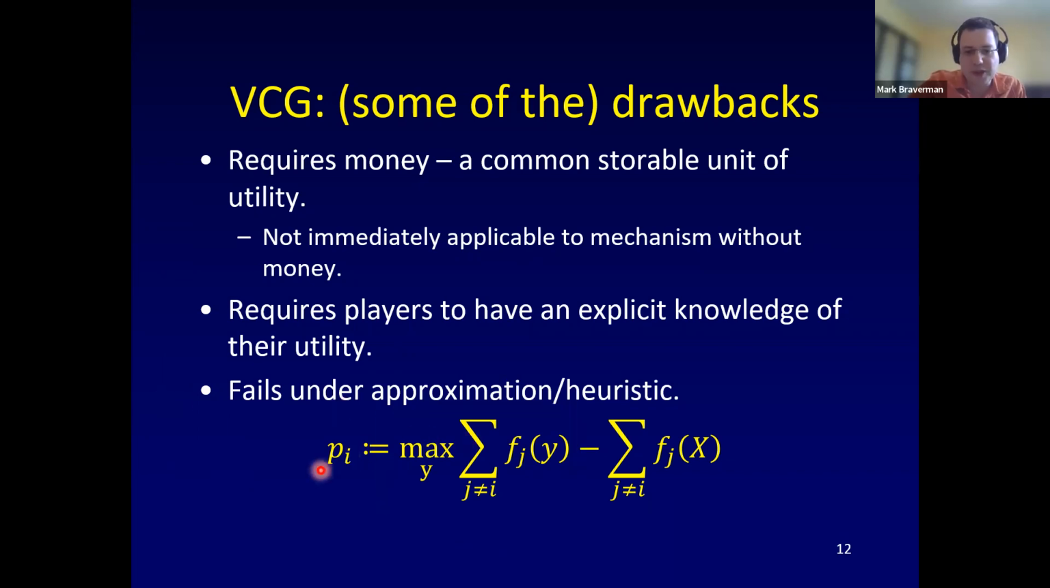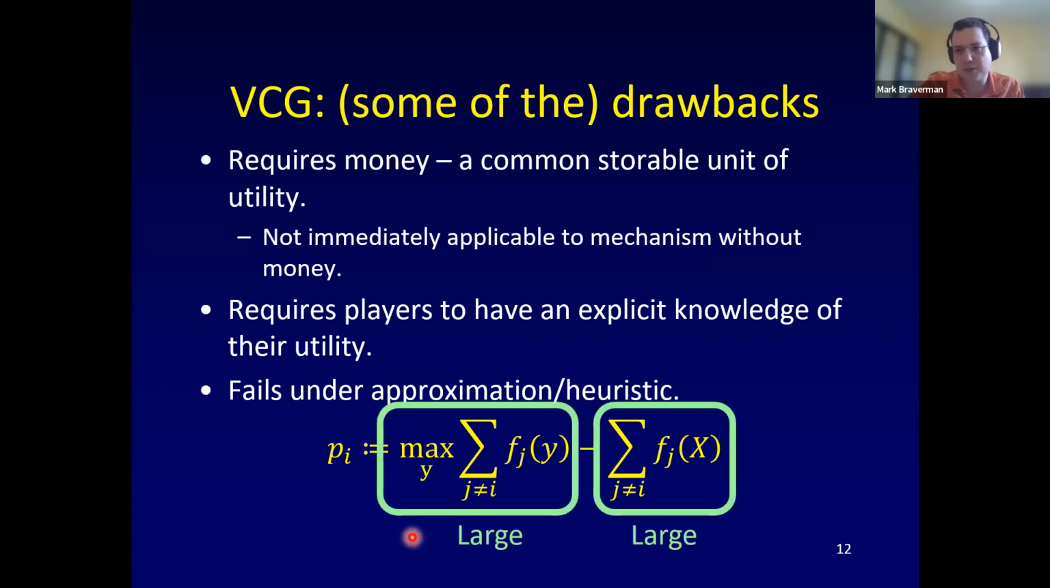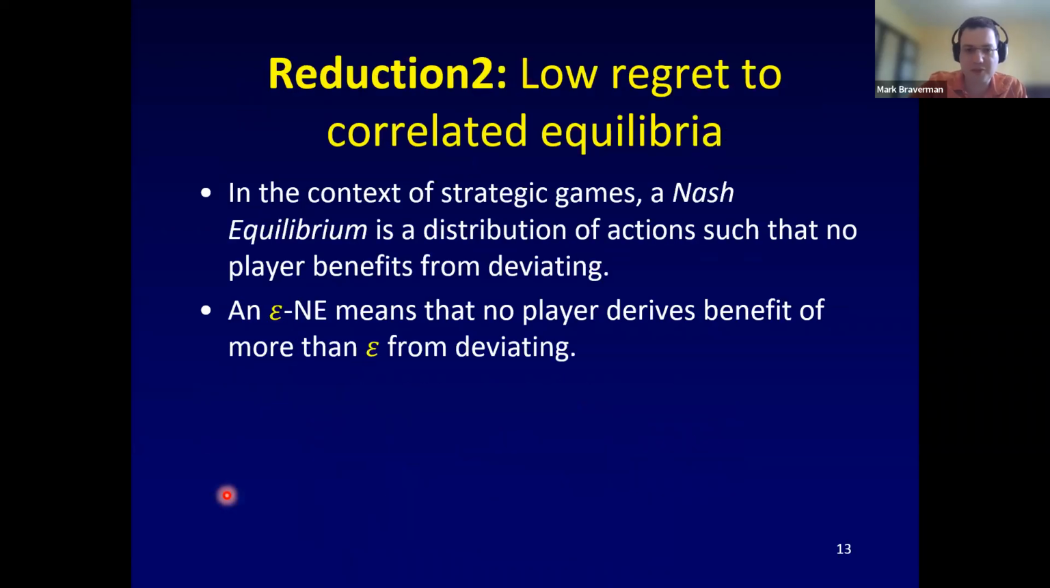This is because the payment is really a difference between utility with player i and utility without player i. So it's a difference between two large numbers. This is fine if your optimization is exact, but even if it's approximate with a very good approximation factor, those prices become very noisy and the thing becomes unstable.